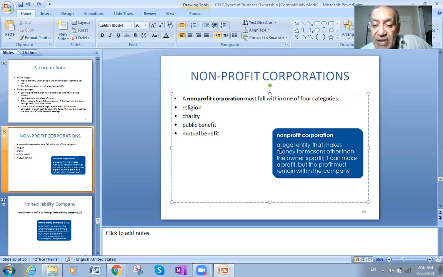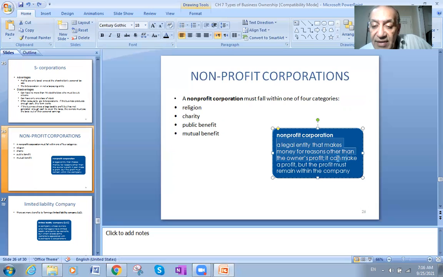A non-profit corporation is a legal entity that makes money for reasons other than the owner's profits. So I'm not making money for profits, but I will take it and make donations with it. It can make a profit, but the profit must remain within the company. You don't divide the profits like the corporation. In the corporation, at the end of the year, you divide the profits among the stakeholders or the shareholders. But here, no. If you make profits, you will keep it within the organization. It won't move out of the organization.